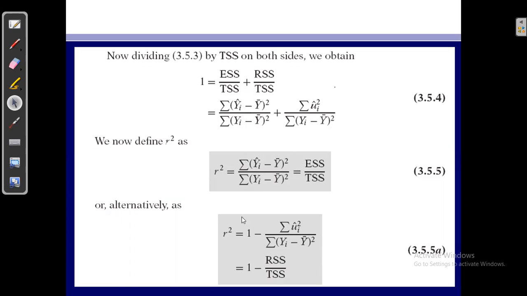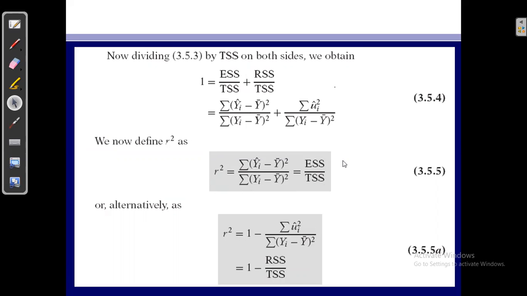Alternately, there is also an alternate formula for R square, which says that R square can also be obtained as 1 minus residual sum of square divided by total sum of square. Or you can say 1 minus unexplained variation divided by total variation. But the numeric answer to these two would be exactly one and the same.